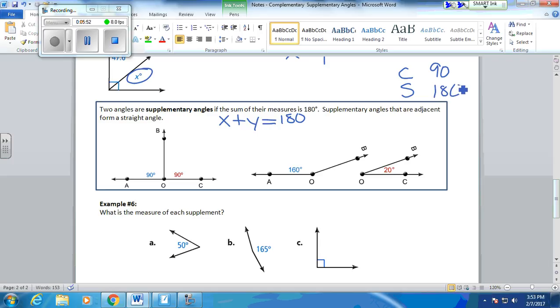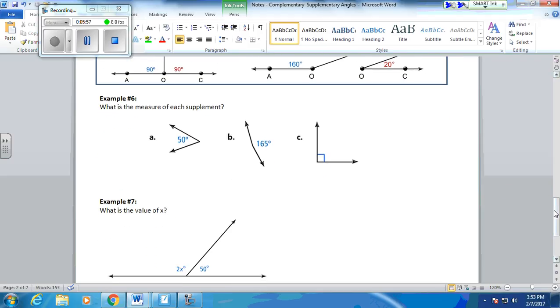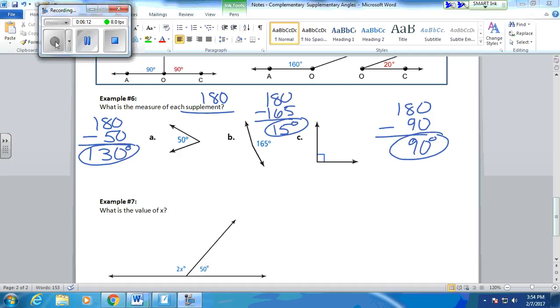So number 6 is going to be very similar to what we did on the front, except this time when it says supplement, you are going to think 180, so you are going to be subtracting your angle measurement from 180 instead. So for A, I get 130. Go on, do B and C. Okay, so again, it's just 180 minus 165 gives us 15 degrees for the supplement of 165, and the supplement of 90 will be 90. And again, two of those angles together would then give you a straight angle.